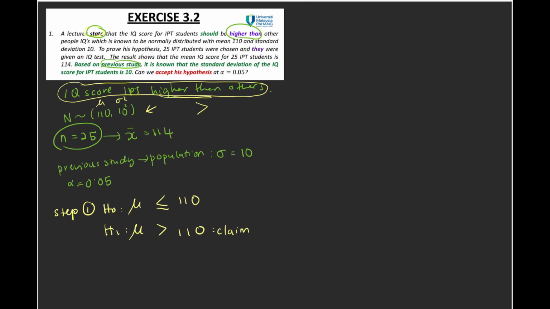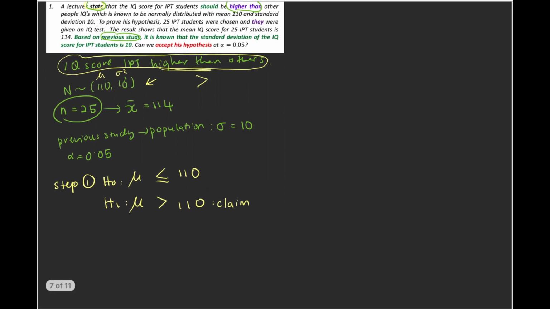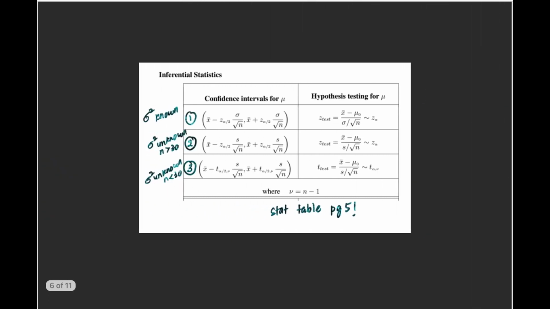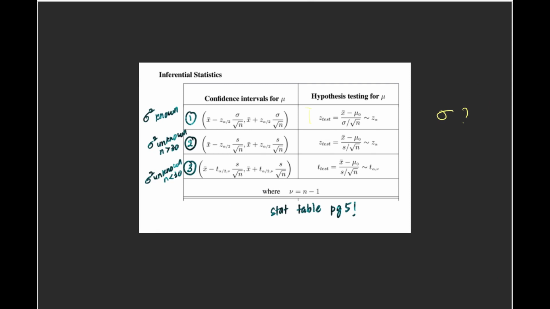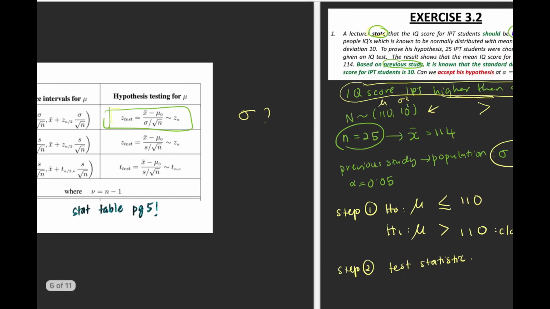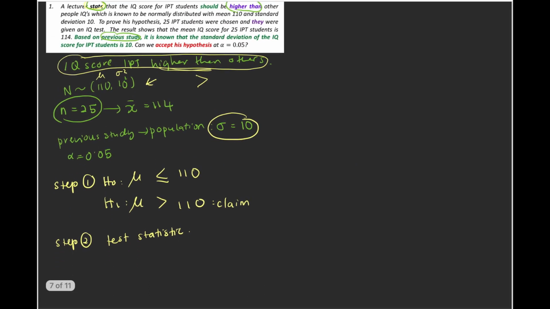Okay, next, step number 2. Step 2 is your test statistic. So which test statistic do you want to use? So we look at our formula. Do we have sigma? Look back at the equation. Yes, we have the sigma. Sigma is given. So straight away use the first formula. Okay, use this formula. So substitute all into the formula.